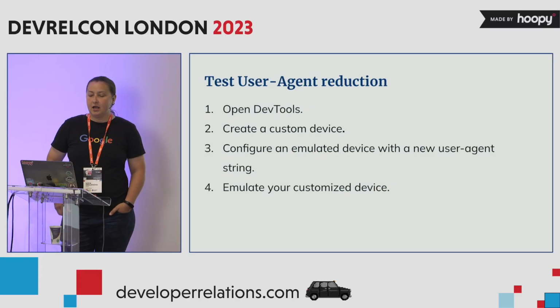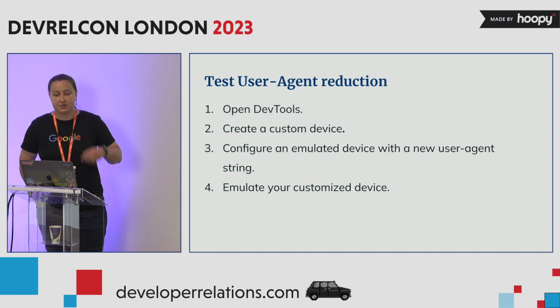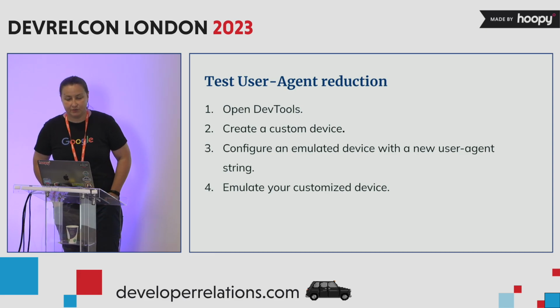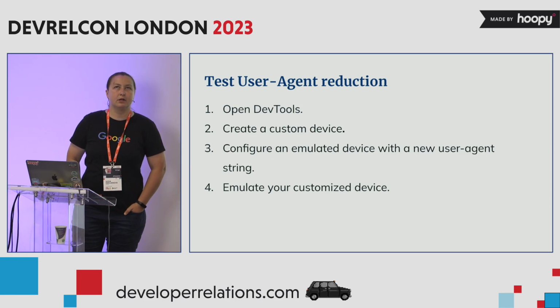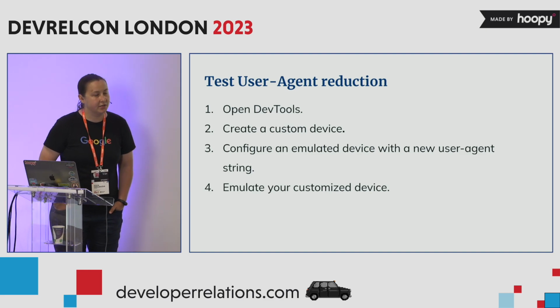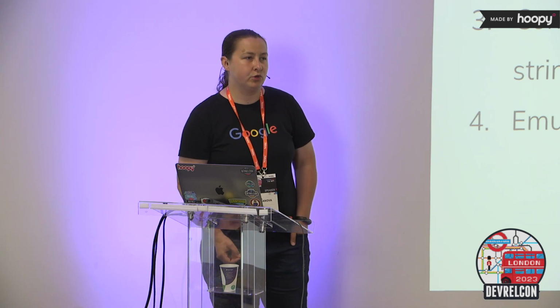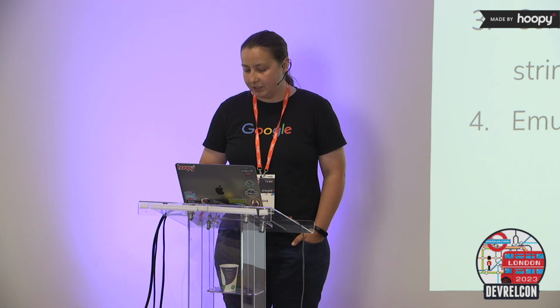Here's an instruction about how to test the user agent reduction, which is an effort to minimize information shared in a user agent string, introduced by the Privacy Sandbox initiative at Google. So the steps read that you should open DevTools, then create a device, then configure it with a string, and then emulate. But a lot of key details are missing. The smallest of which is, what browser do you use? Most browsers have developer tools, but this feature is only available in Chrome.